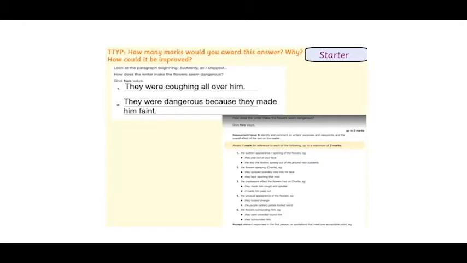The question says, look at the paragraph beginning, "Suddenly as I stepped." How does the writer make the flowers seem dangerous? Give 2 ways. Number 1, they were coughing all over him. Number 2, they were dangerous because they made him faint. Have a look at the mark scheme and see if you think you would award him either 1, 2, or no marks.